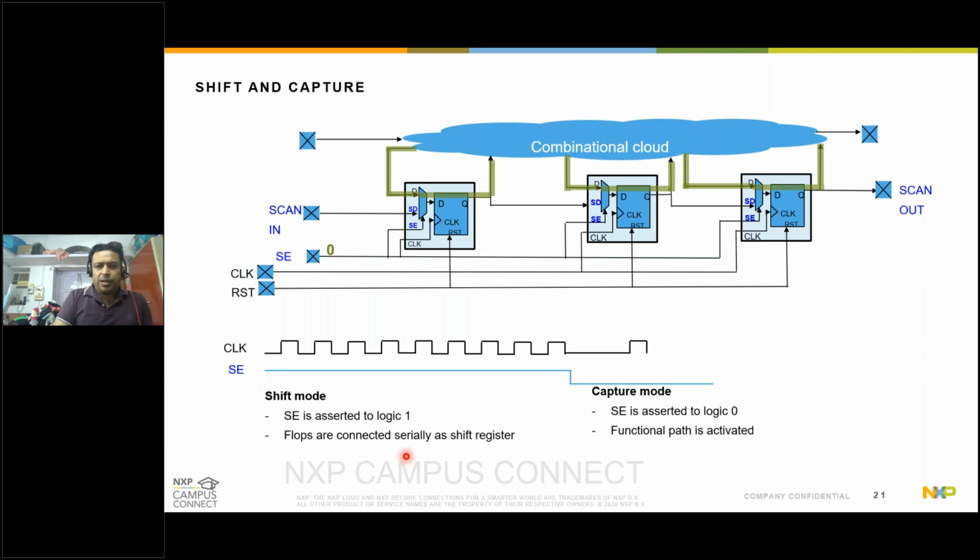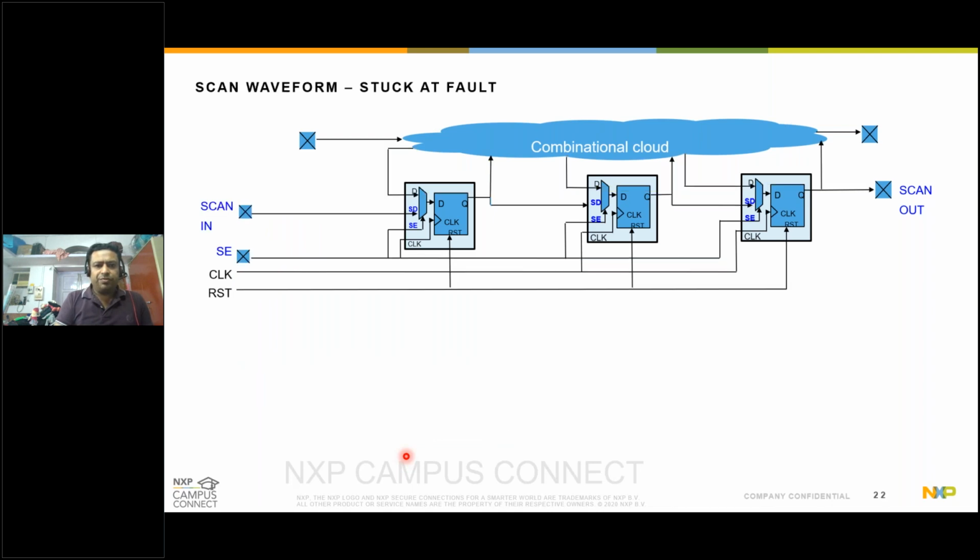Now let us see how this scheme is actually used to test faults in our design. Let's try to understand that with the help of an example. So here is my same digital circuit with scan inserted flops and a combinational cloud, driving the inputs of these flops, and the outputs of these flops are again driving my combinational cloud, right?